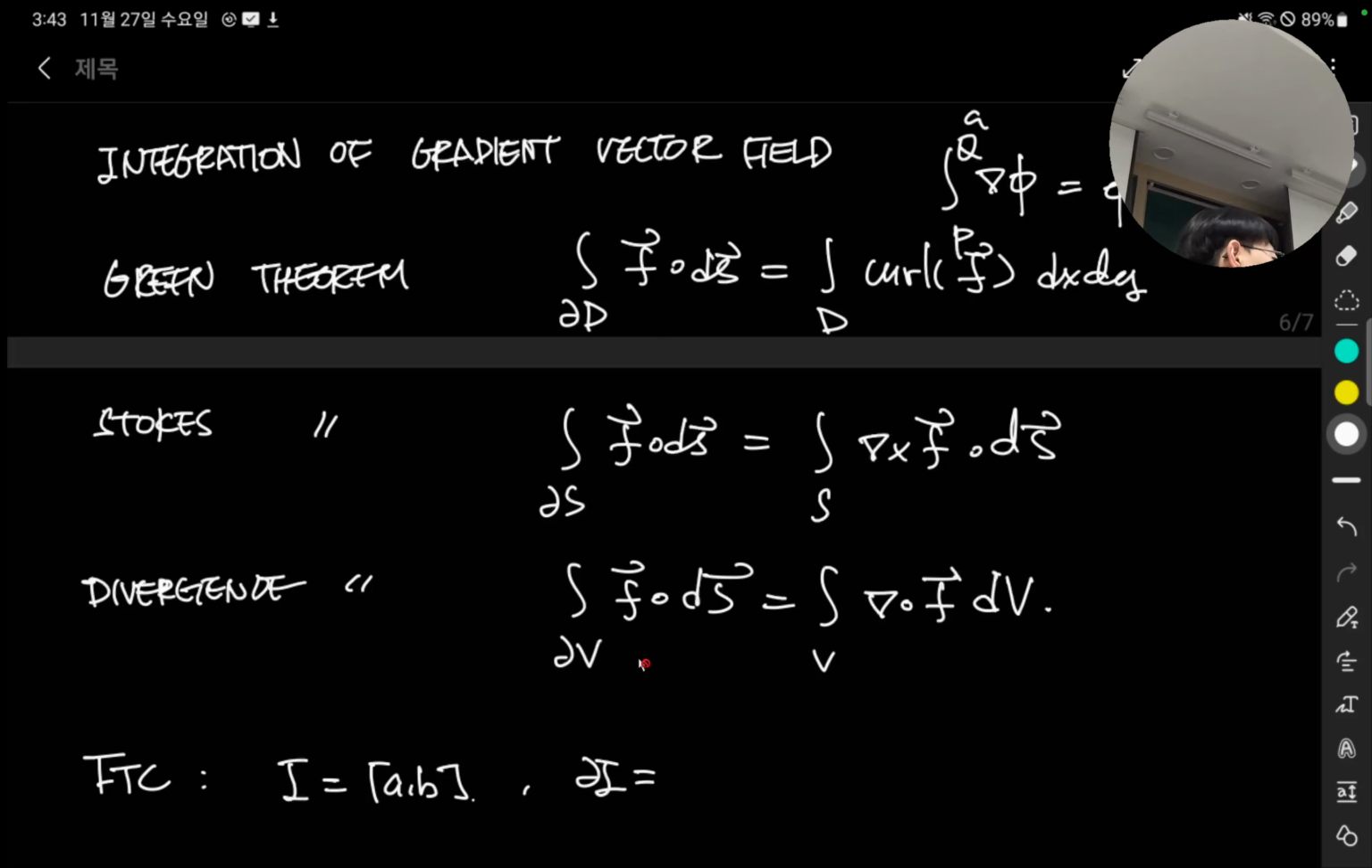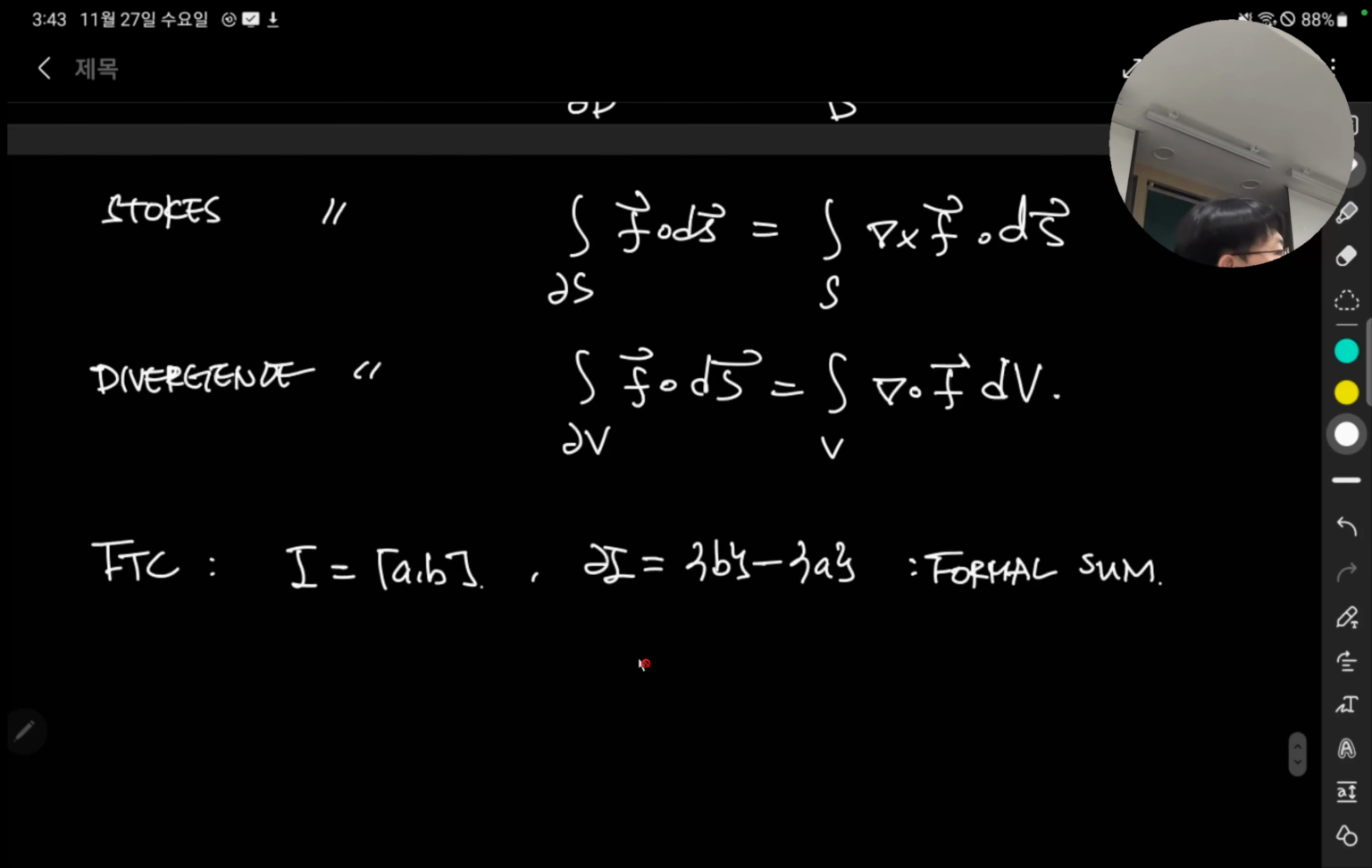So I need to distinguish the starting point and end point. So I'm going to write my boundary as a formal sum of 2 sets. So B minus A doesn't mean that it's the set minus notation. It's the formal sum, meaning that you just take the 2 sets as just the thing that you can add or subtract, but just making signs in front of these 2 sets, and then you want to give a certain interpretation of how you interpret these signs.